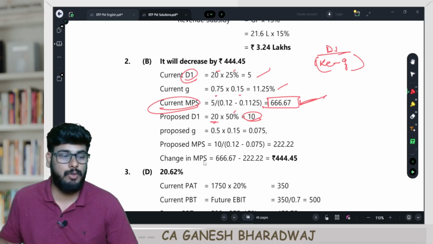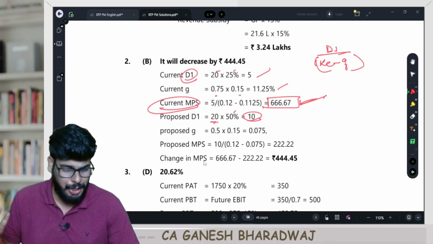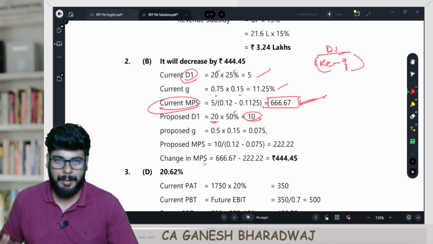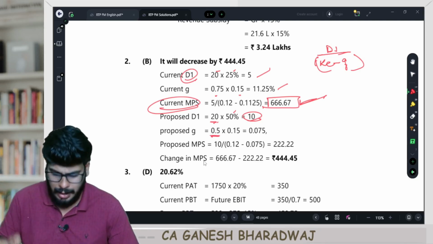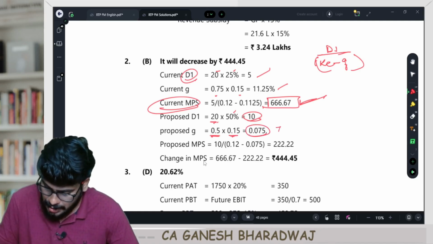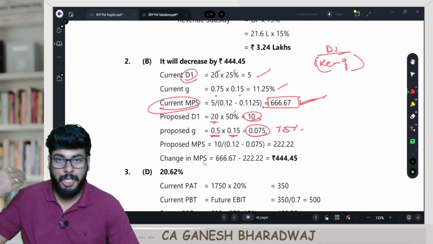Now, what is going to be the new G? G is equal to B into R. So B is going to be your retention ratio. 50% is the payout ratio, so obviously the remaining 50%, 0.5, is going to be your retention ratio. So 0.5 into R, which is given in the question as 0.15. So now my G is going to be 7.5%, right? Right. So now what is going to be my new MPS?